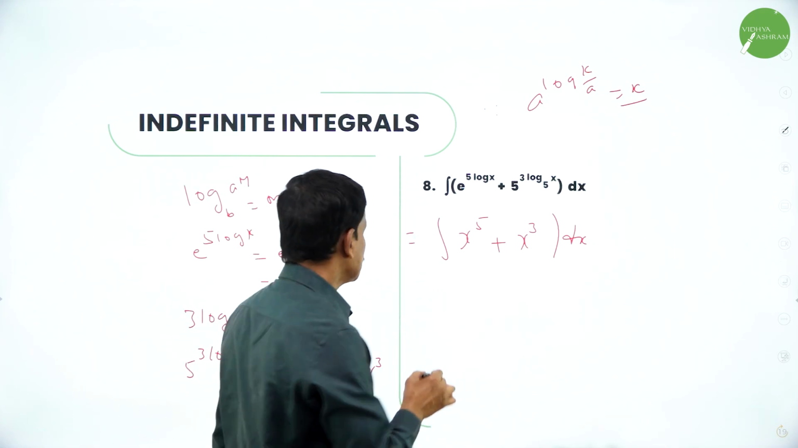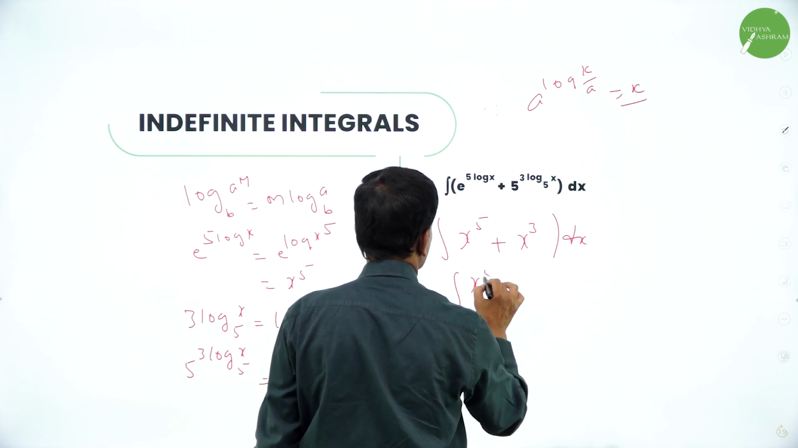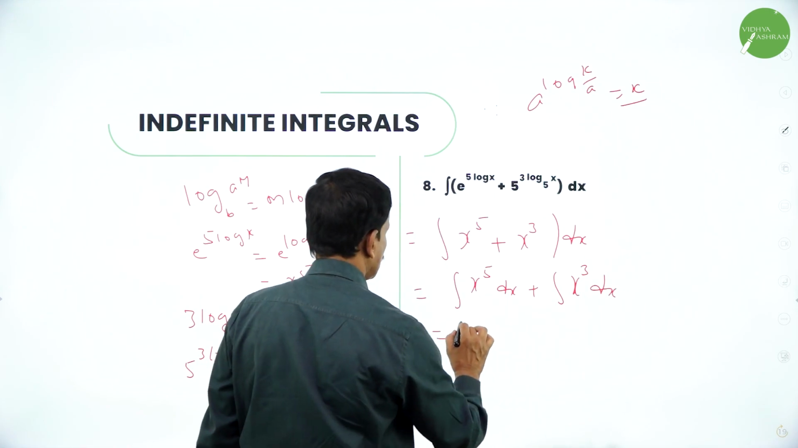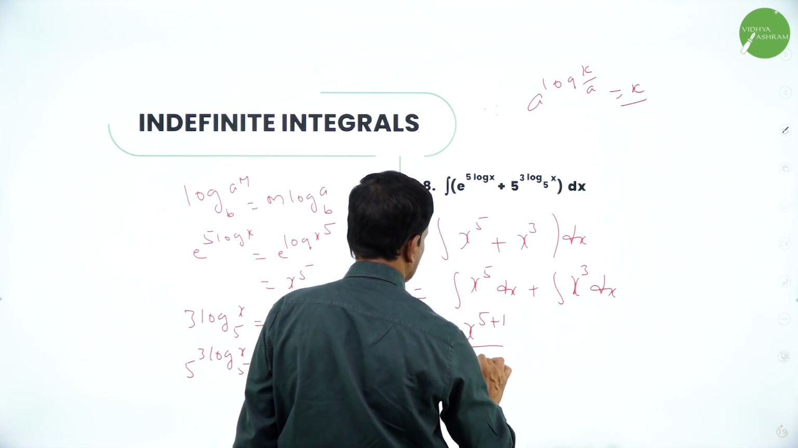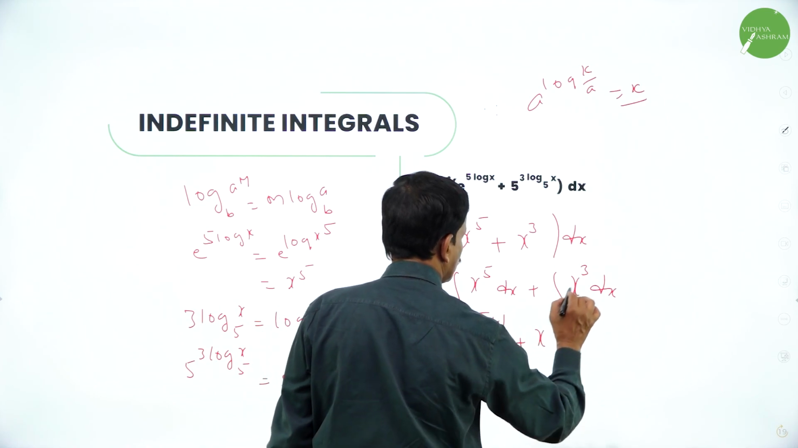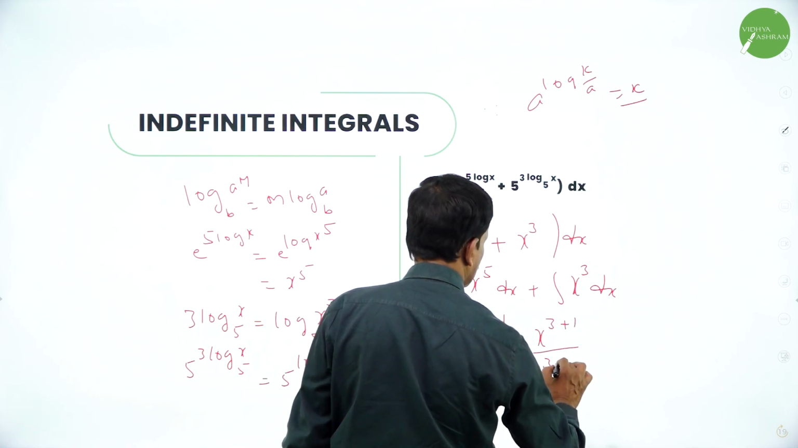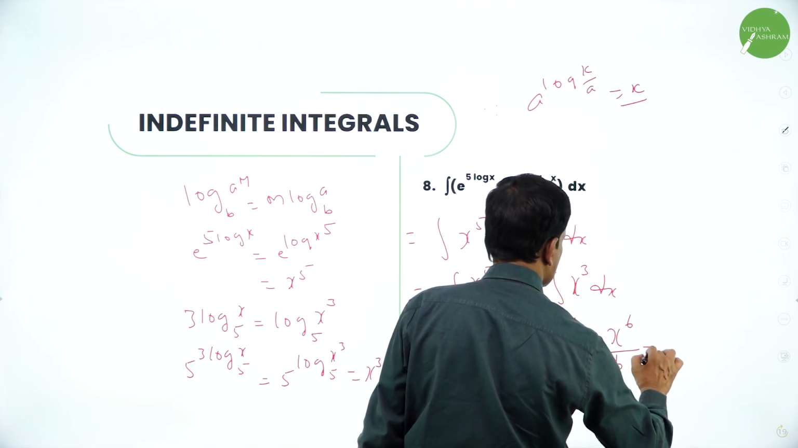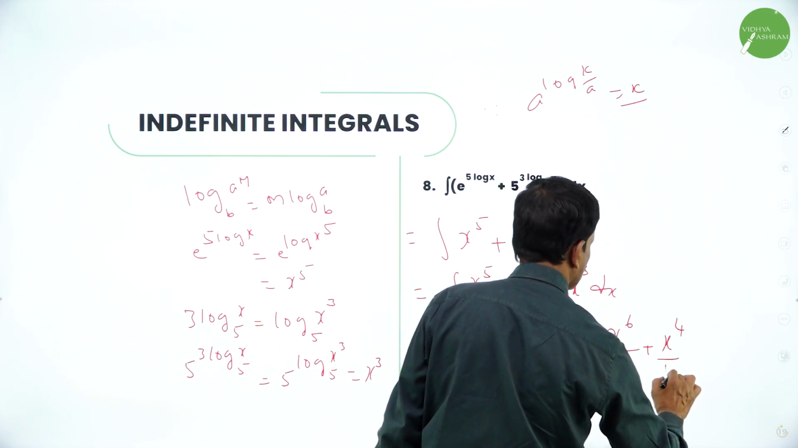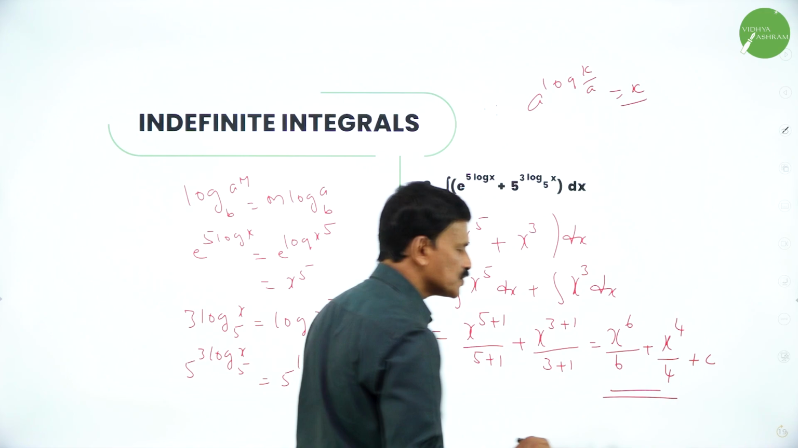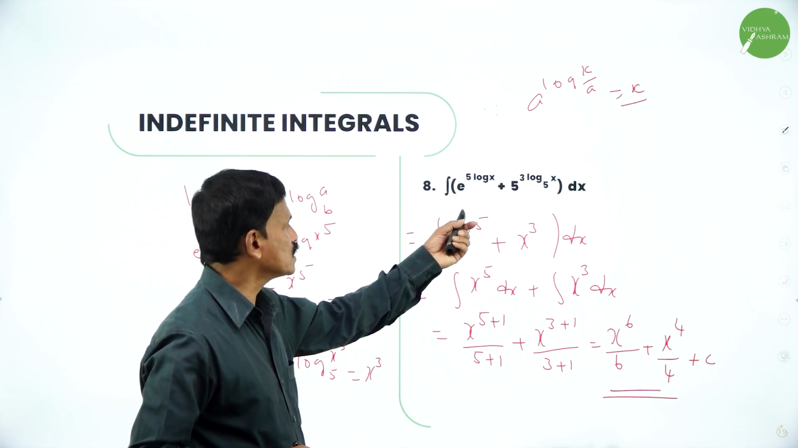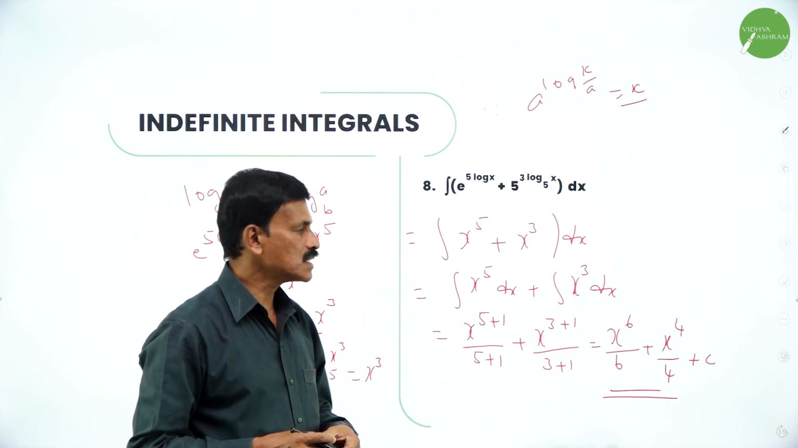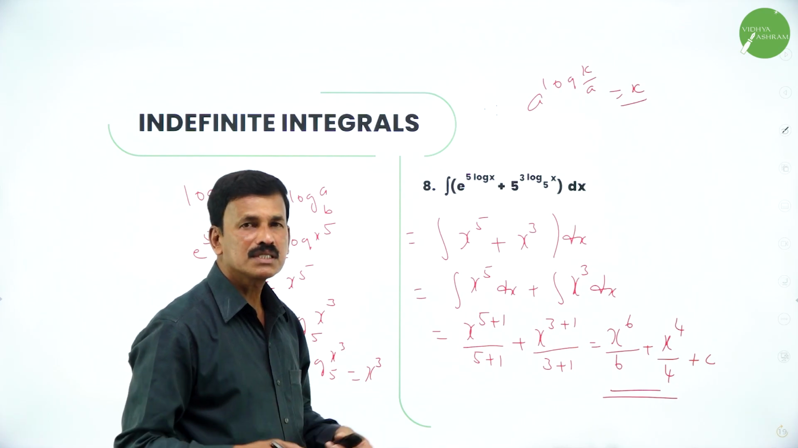That's it. Now term by term integration. That is integral of x to the power of 5 dx plus integral of x cube dx. You know integral of x to the power of 5 is x to the power of 5 plus 1 by 5 plus 1, plus integral of x to the power of 3 is x to the power of 3 plus 1 by 3 plus 1. That's equal to x to the power of 6 divided by 6 plus x to the power of 4 divided by 4 plus c. So the integrated answer for e power 5 log x plus 5 to the power of 3 log x to base 5 dx is x power 6 by 6 plus x to the power of 4 by 4 plus c.